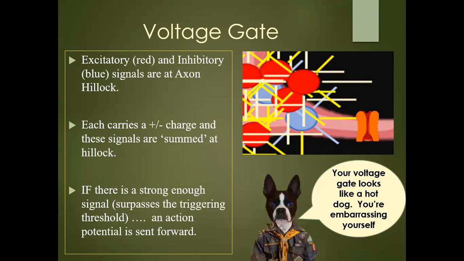Oh, Otto's back. He's a good boy. He's a Boy Scout. My voltage gate looks like a hot dog. I'm embarrassing myself. Again, this may be part of why we're not best friends, because he's mean. He's mean like this all the time. Looks adorable, mean as a skunk inside. Just saying. I will say, however, in this case, he is absolutely correct.